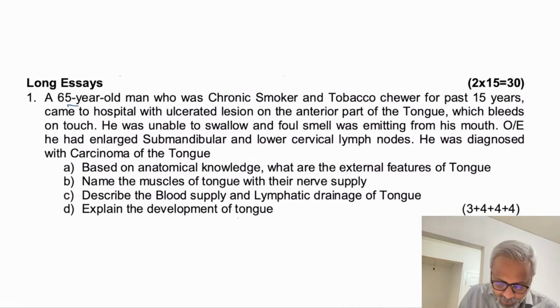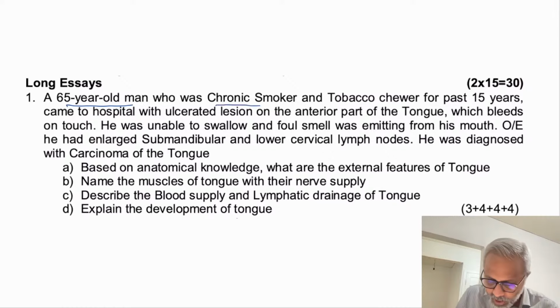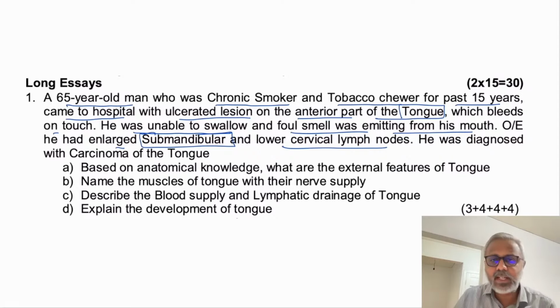A 65-year-old man who was a chronic smoker and tobacco chewer for past 15 years came to hospital with ulcerated lesion on anterior part of the tongue. Okay, so it is leading to tongue, which bleeds on touch. He was unable to swallow. Foul smell was emitting from his mouth. Okay, on examination, he had enlarged submandibular and lower cervical lymph nodes.